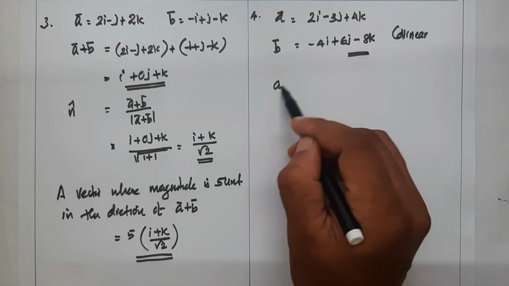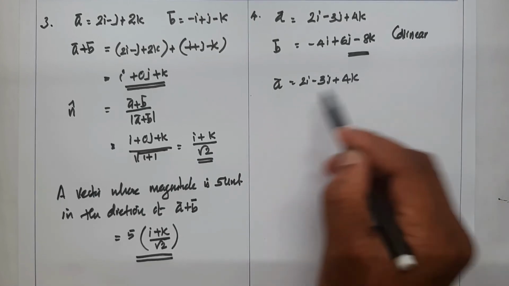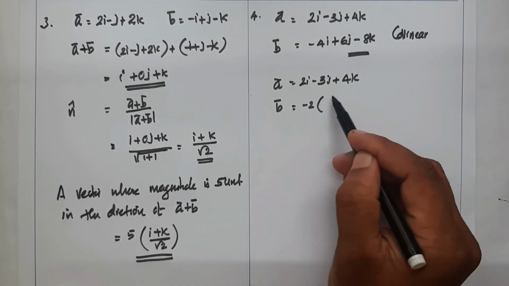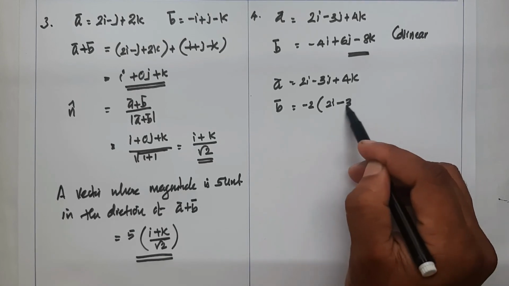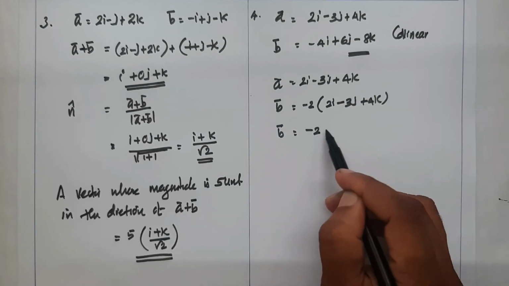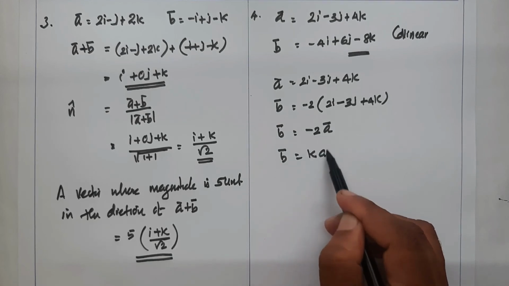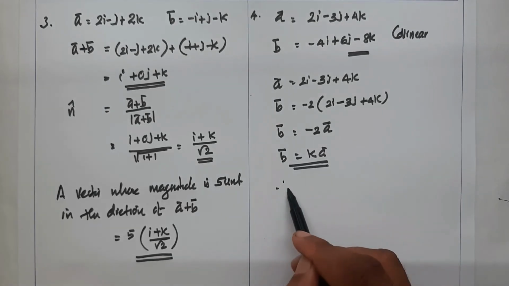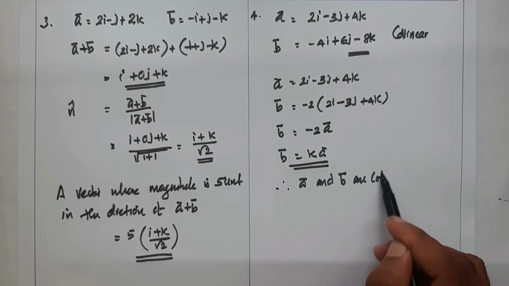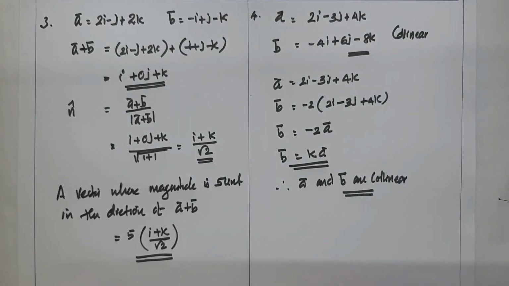Here A is equal to 2i minus 3j plus 4k. Here vector B is equal to, taking minus 2 as a common term, minus 2 times 2i minus 3j plus 4k. That is vector B is equal to minus 2 into vector A. That is, vector B is a constant multiple of vector A. Therefore vector A and vector B are collinear. That's all.